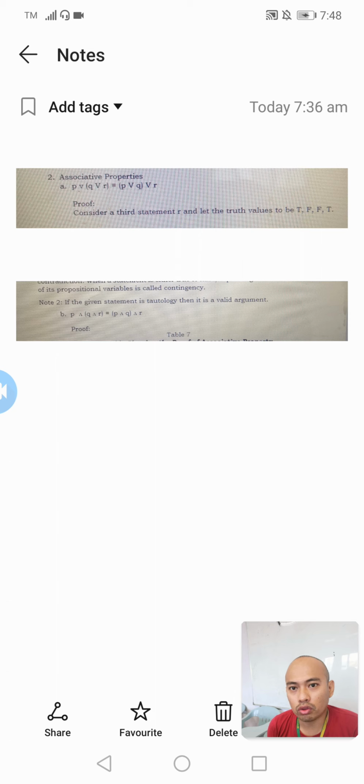is equivalent to the quantity P or Q or R. While the second case is with respect to the conjunction connective. It is given by P and the quantity Q and R, which is equivalent to the quantity P and Q and R. Now take note, guys, that our major concern here is to prove whether or not this holds to be true.